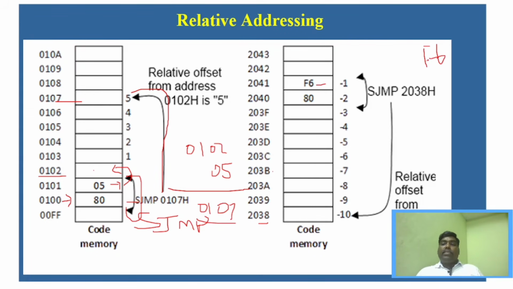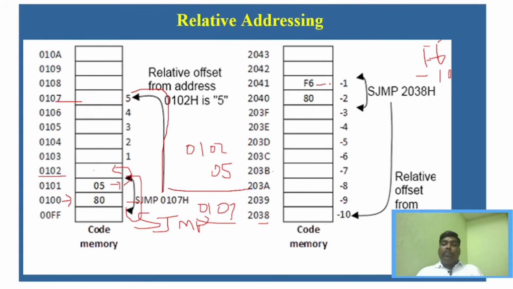What is F6? F6 can be represented like -10. This is the hexadecimal value, and the corresponding value of F6 is -10. So now what happens here? We know the offset value, that is -10.